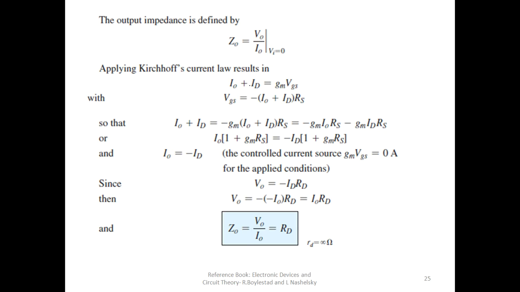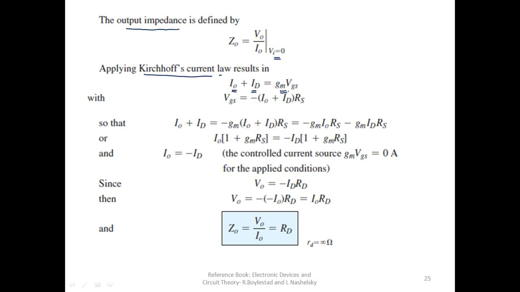There is a bit of mathematics here, so slightly involved, so you will have to focus. How do we express output impedance? Output impedance is expressed as Z0 equal to V0 upon I0 with Vi equal to 0. Then applying Kirchhoff's current law, what do we get? I0 plus ID is equal to GM into VGS.